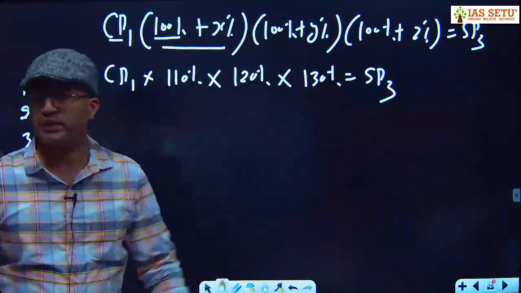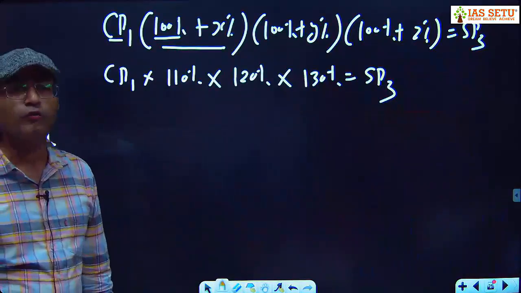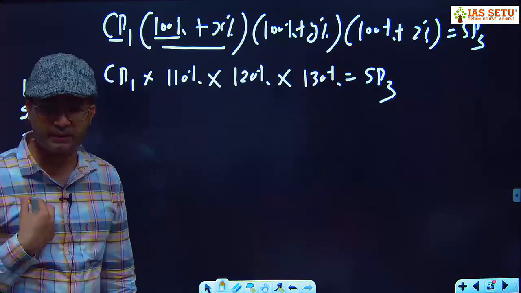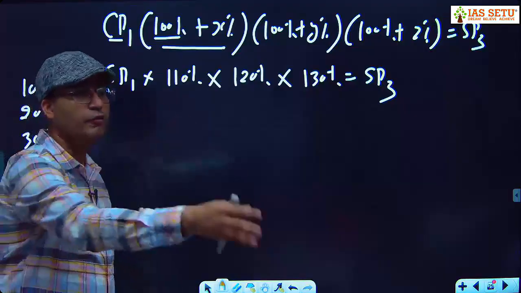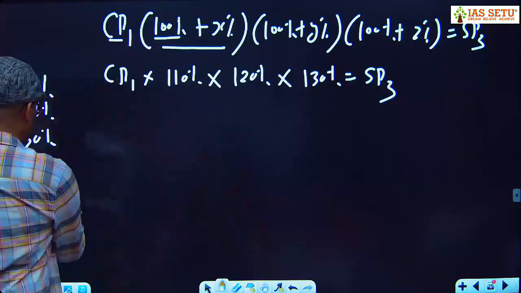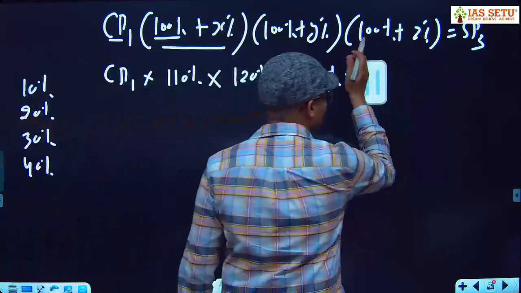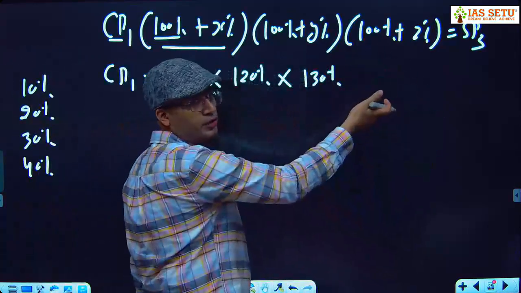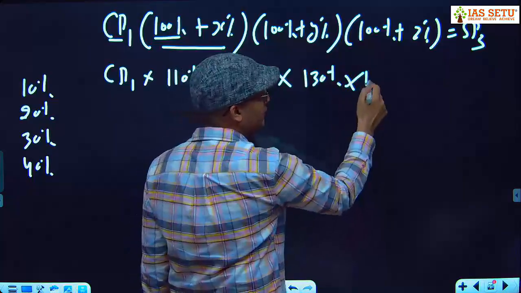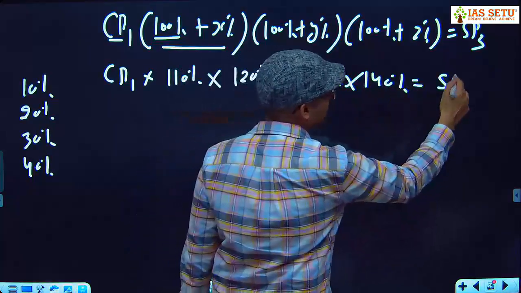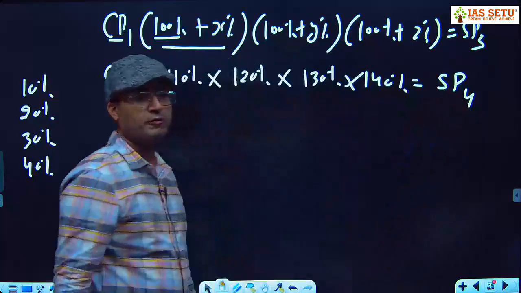This rule is applicable in chain rule. For example, there are 4 people. I make profit 10%, 20%, 30%. The fourth one makes a profit of 40%. मान लो अगर चौथा इंसान आ गया जिसने 40% प्रॉफिट बनाया, तो what will do? You add 40%, 100 plus 40 becomes 140%, but then in that case it will equal to SP4.